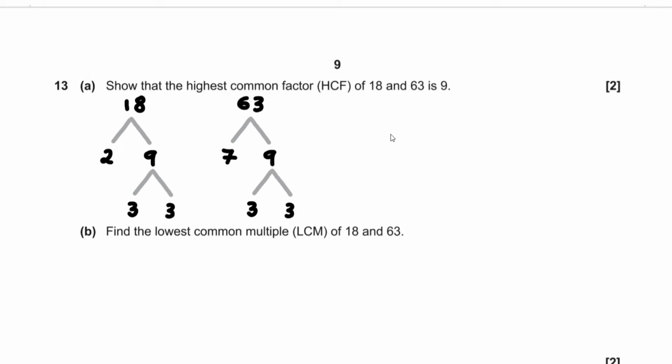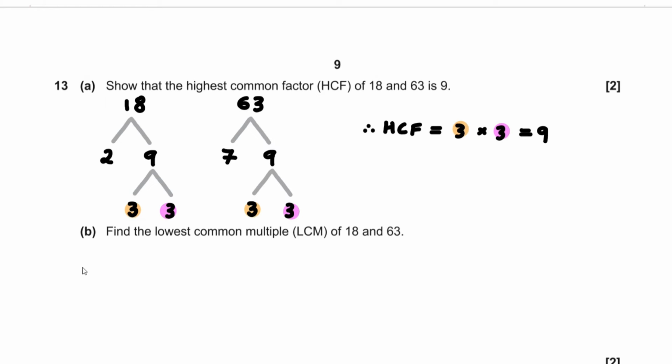So therefore, for the highest common factor, we need to look at what is common to both. Well, this 3 is common to both, and this 3 is also common to both. 3 times 3 is 9, so the highest common factor is 9.